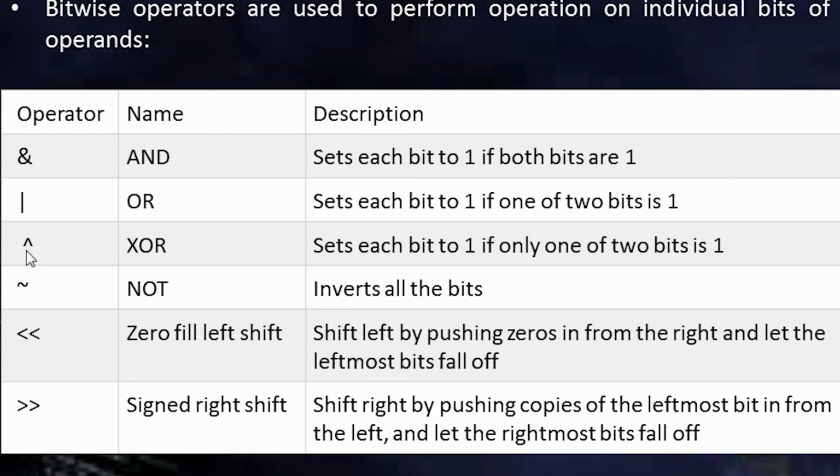In case of XOR, when the corresponding bits are different, then the result is 1. But if both the bits are same, that is when both are 0 or both are 1, the result is 0. Then we have the tilde operator. It will just complement the bits, that is 0 will become 1 and 1 will become 0. Note that whenever you do the tilde operation, the result is 1 plus the value with a negative sign. Means if you are taking tilde of 5, the result is minus 6.